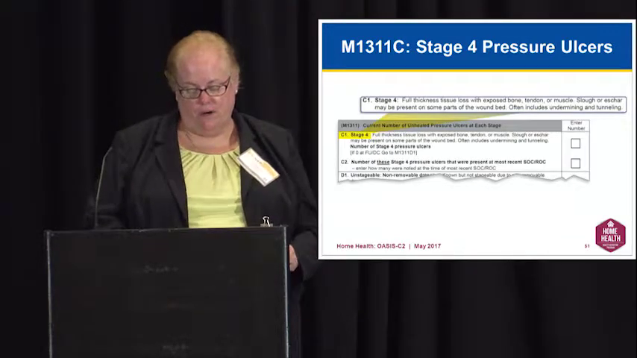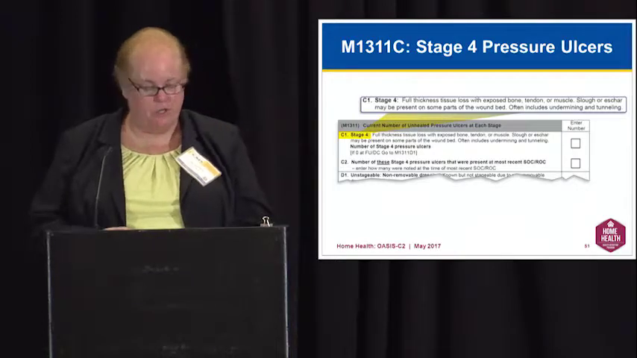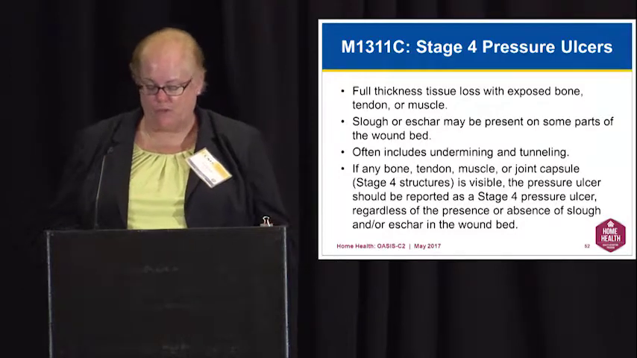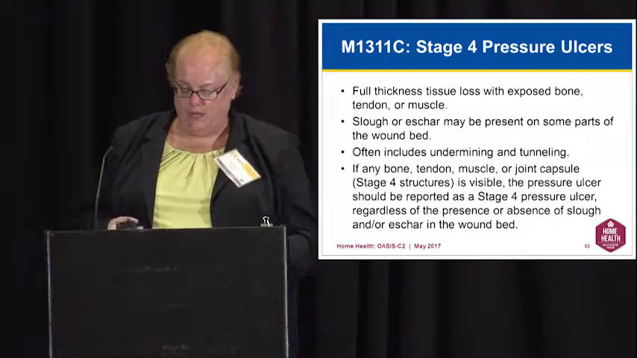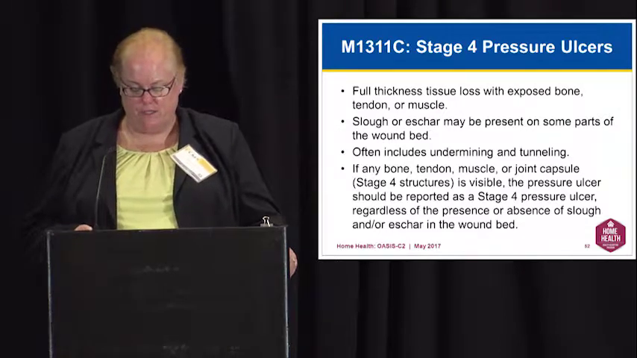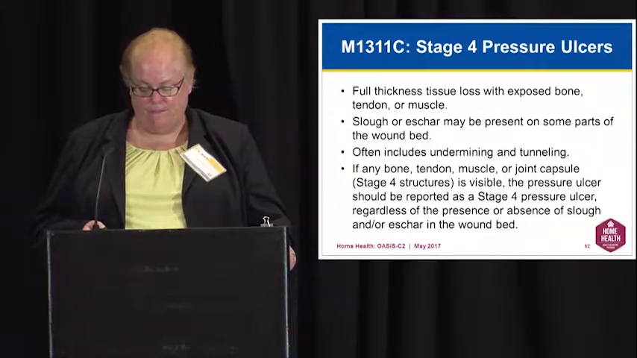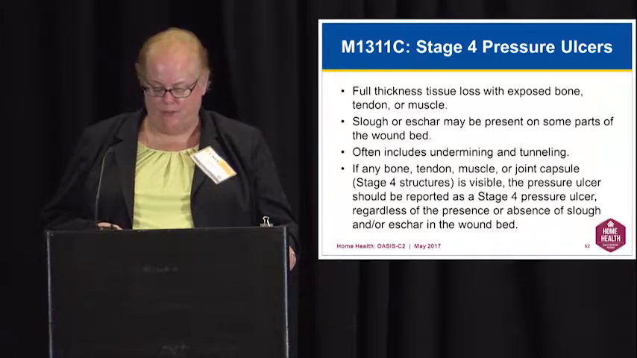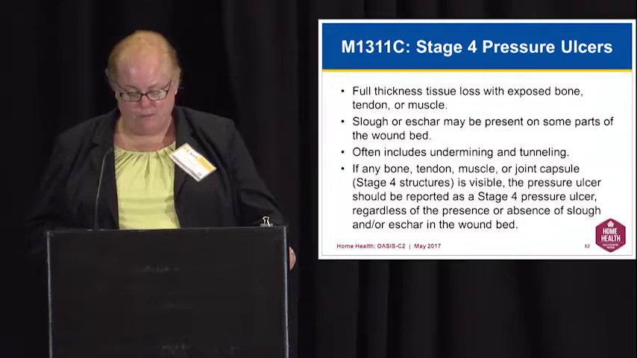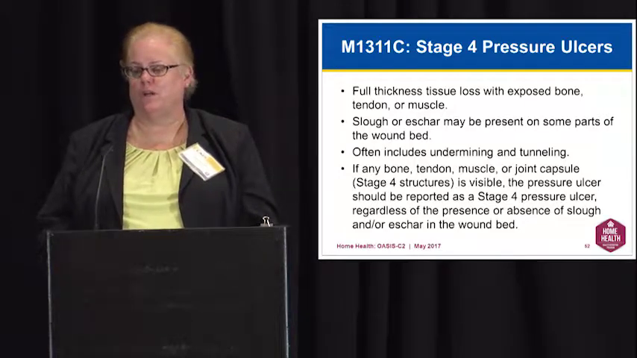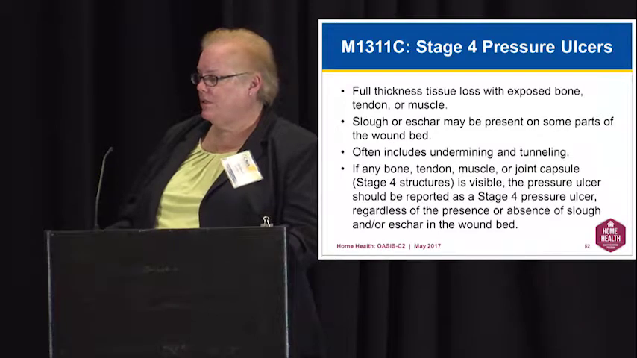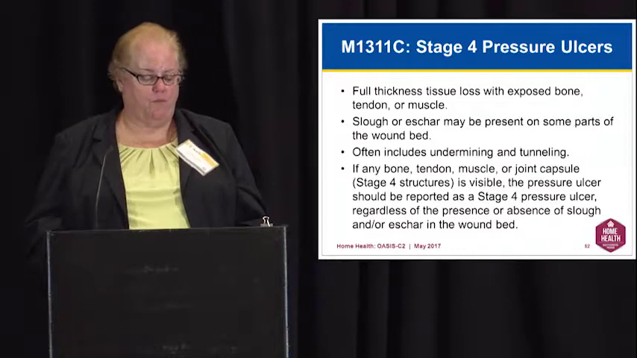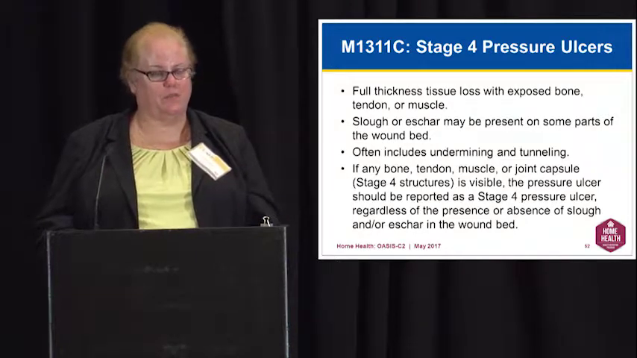And then we have our stage 4 pressure ulcers, and those can be devastating ulcers. These are full thickness tissue loss with exposed bone, tendon, or muscle. Slough or eschar may be present on some or part of the wound bed. It often includes undermining and tunneling. If any bone, tendon, or muscle or joint capsule is able to be seen, the pressure ulcer should be reported as a stage 4. So even if there's slough and stuff, if you see bone or you see tendon, it's a stage 4. And where can we see stage 4s where they don't seem really deep?